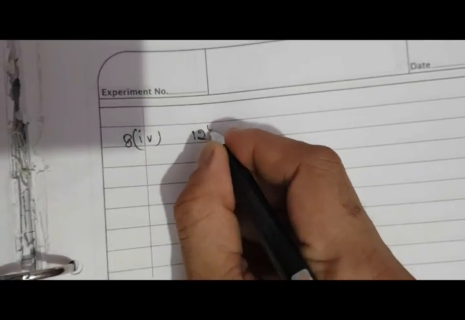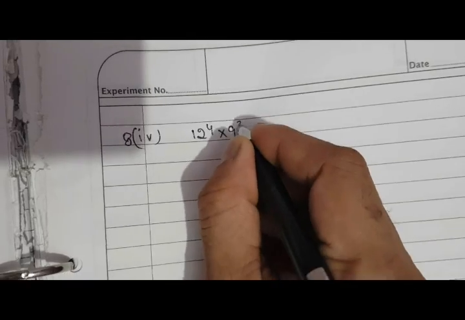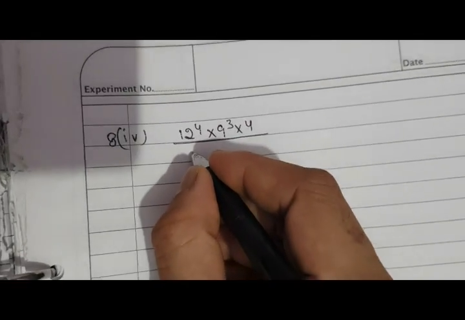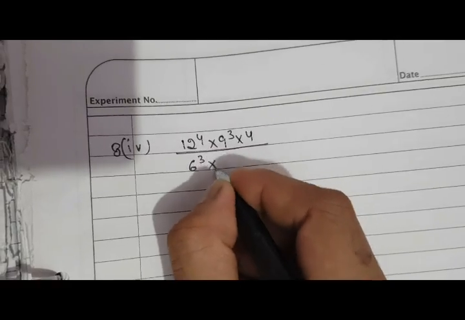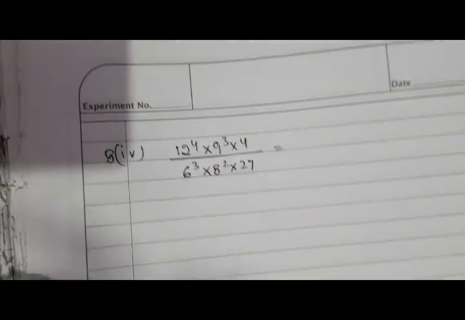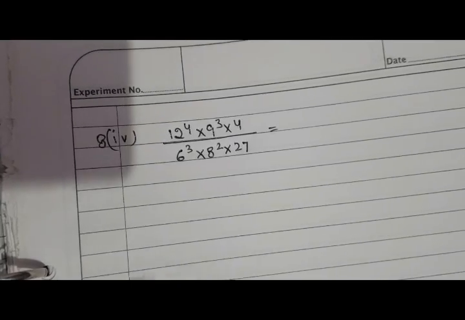So I have 12 to the power 4 into 9 to the power 3 into 4 upon 6 to the power 3 into 8 square into 27. First we will see what kind of numbers are here.